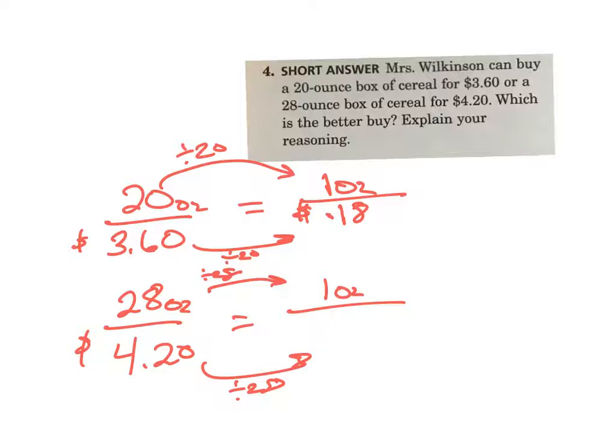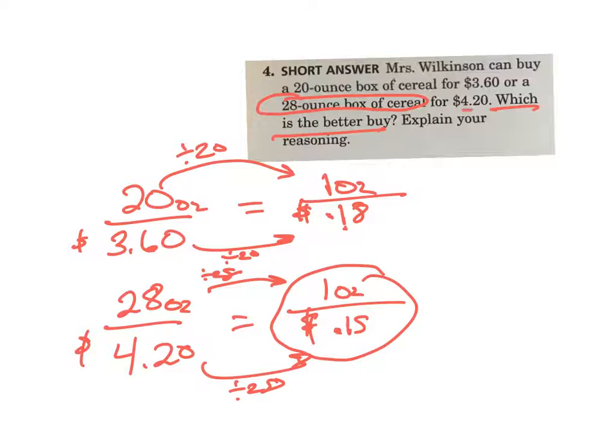4.20 divided by 28 equals 0.15 cents an ounce. So if I'm really watching my money, I like to get things cheaper. So I'm going to get 1 ounce for 15 cents. I'm not going to buy 1 ounce for 18 cents. That costs more money. So the best buy is going to be the 28-ounce box of cereal. Even though it costs a little more to begin with, it's cheaper per ounce. Okay?